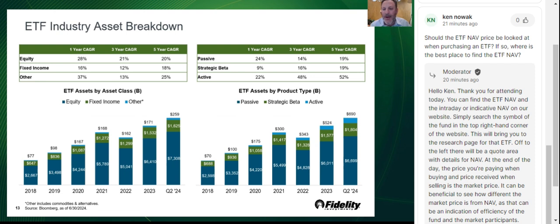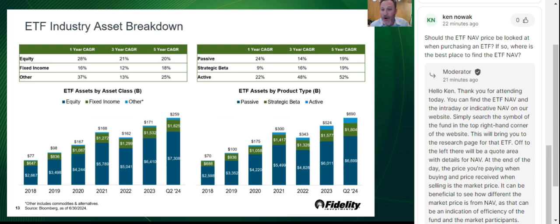So again, when we think about strategic beta, we're thinking, I want an ETF that tilts towards quality or value or momentum. Those are what we consider strategic beta. So you can have complete passive, you can have strategic beta, or you can have actively managed.